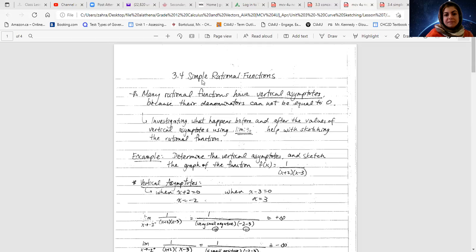Okay, 3.4 simple rational functions. To graph any function, you can use the first derivative to find intervals of increase, decrease, maximum, minimum, and the second derivative to find the intervals of concavity and inflection points. For example, let's look at this question.